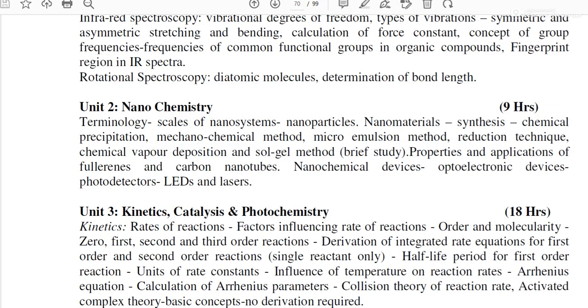In the second part of the class, we will learn about the synthesis techniques for manufacturing or for producing nanomaterials. So we will learn the following techniques: the chemical precipitation method, mechanochemical method, microemulsion method, reduction technique, chemical vapor deposition and sol gel method.